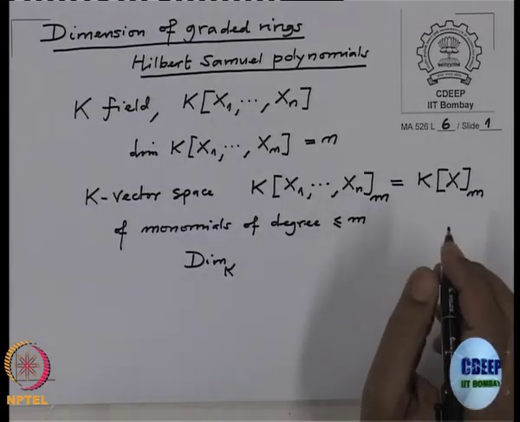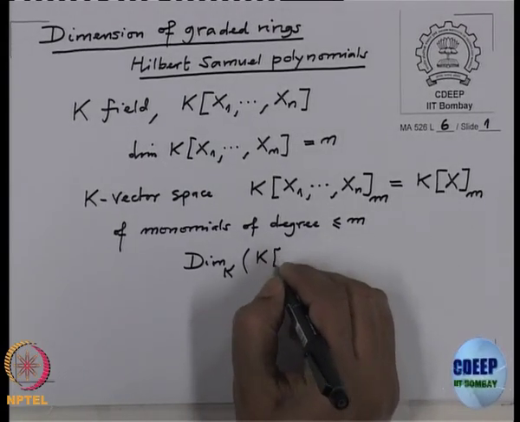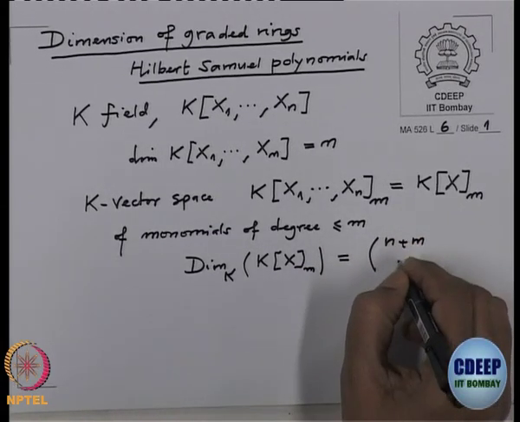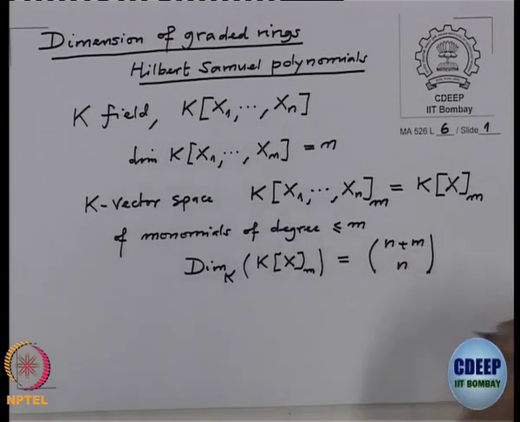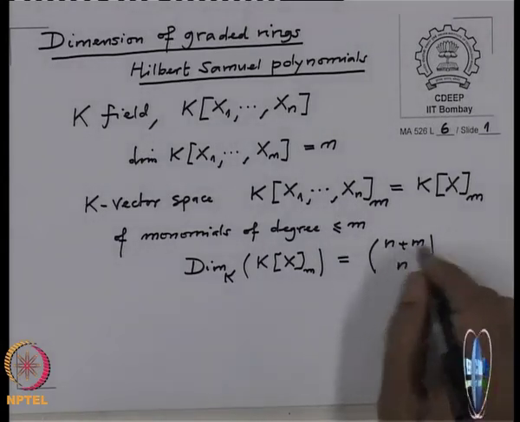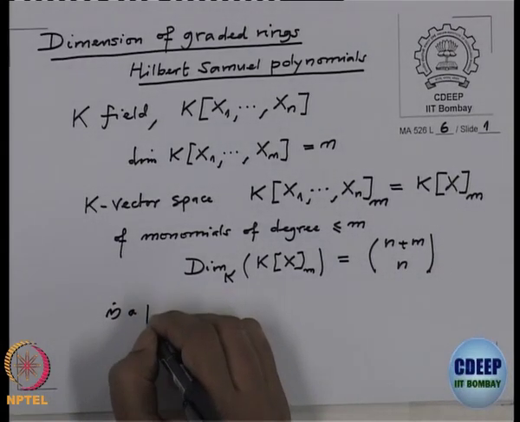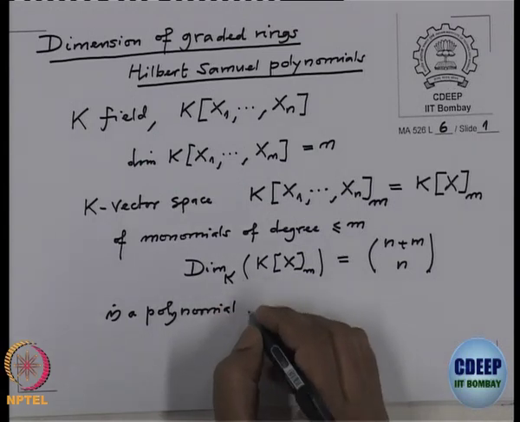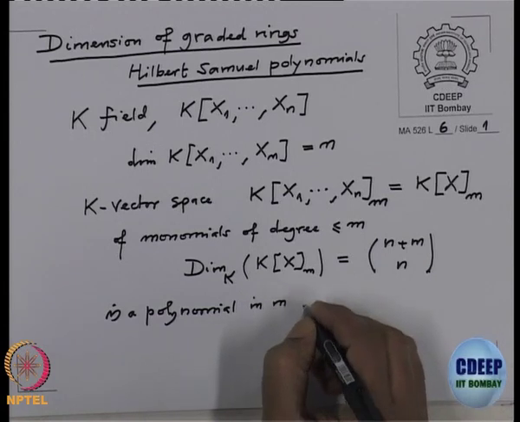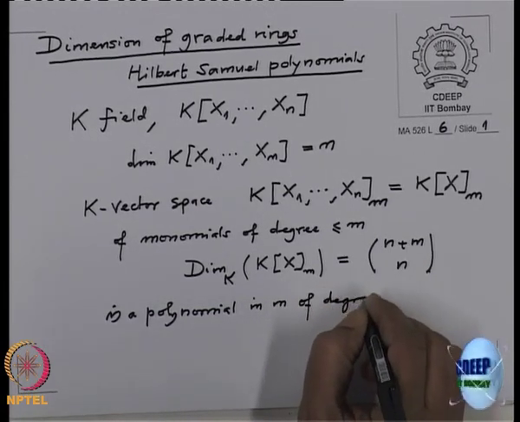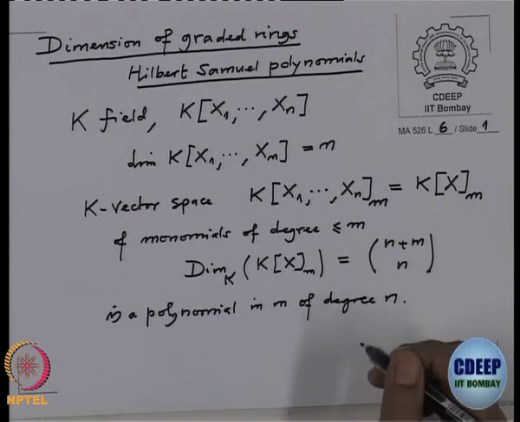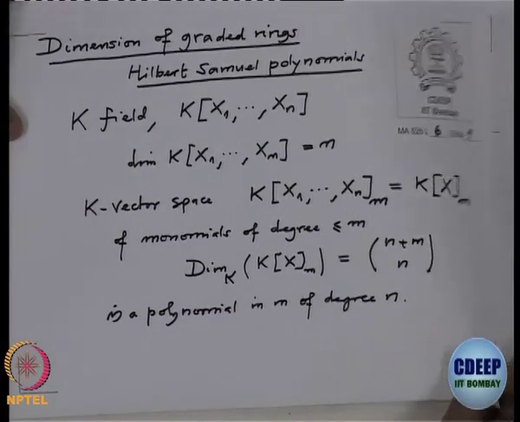And the number of monomials of degree less than or equal to m is precisely n plus m choose n. And this is a polynomial in m of degree n. So, in general also I want to do that given a graded ring. More generally, what we want to study is when you have a graded ring.